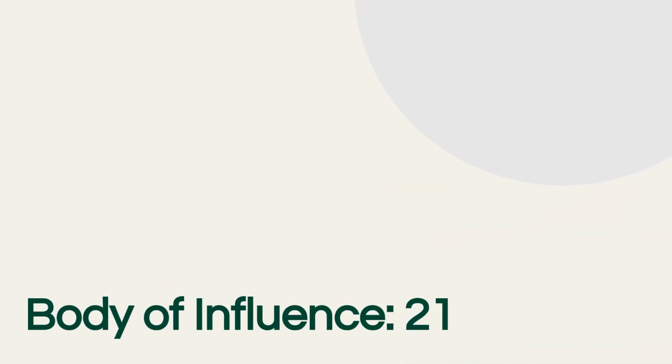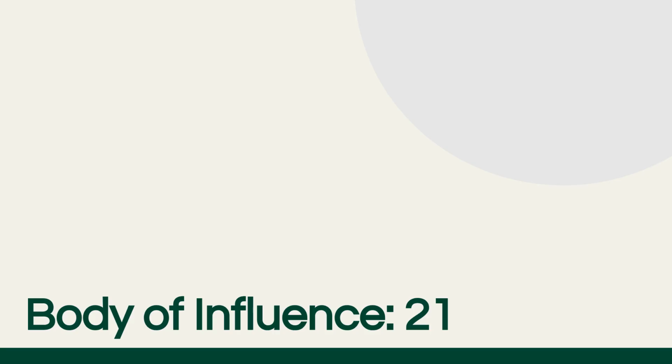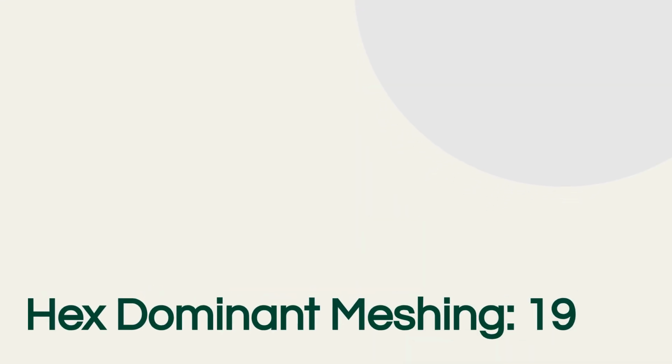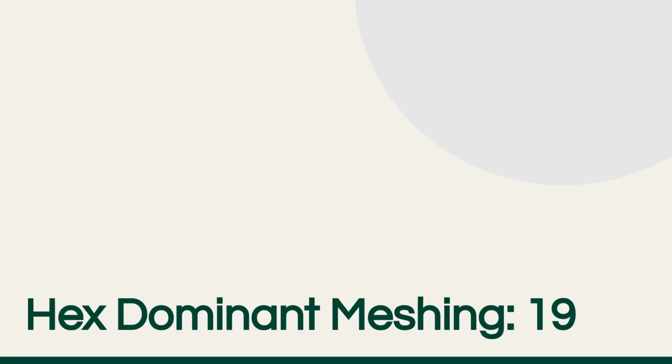Utilize body of influence settings to concentrate mesh density specifically where it matters most for accuracy. At step 20, we apply Laplacian smoothing to improve the overall quality of your tetrahedral elements. We explore hex-dominant meshing methods to capture flow features with fewer, higher quality grid cells.